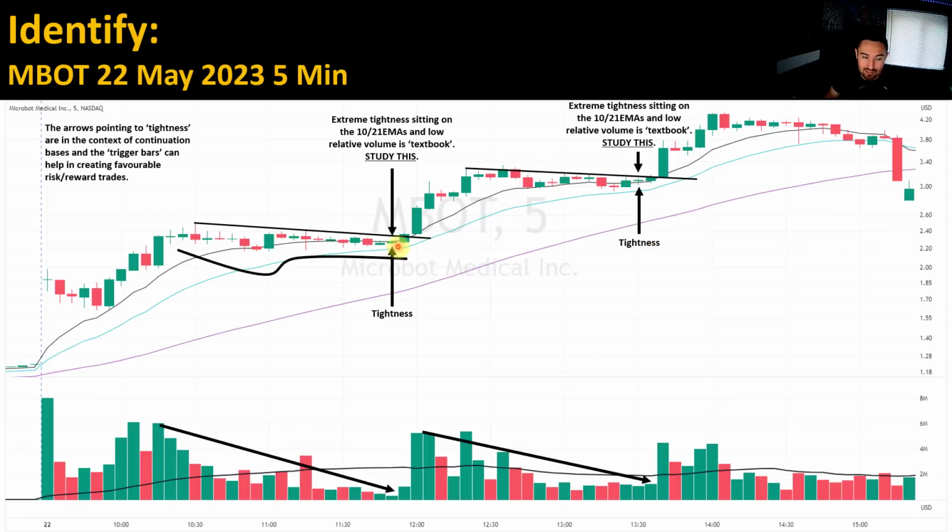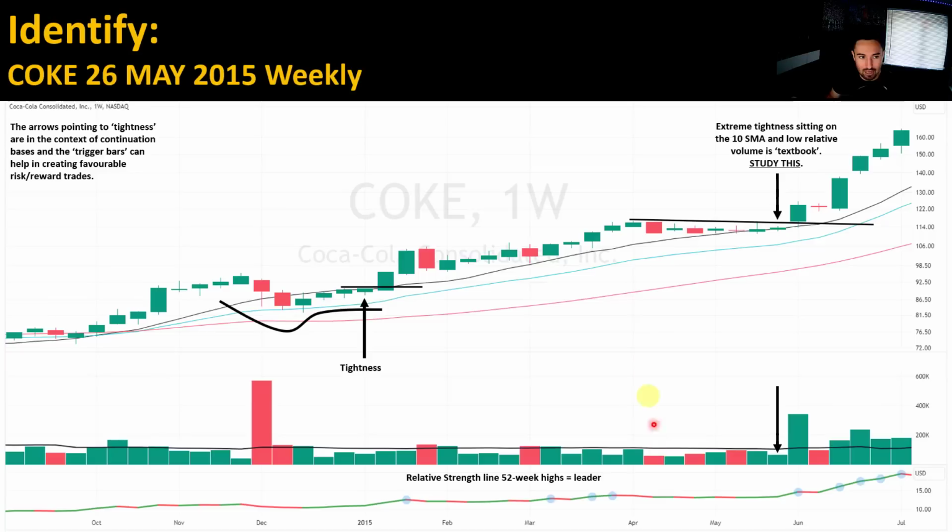MBOT. See the tightness here? This is that trigger bar. Look how the volume dries up. Here it does it again. Builds this flag type pattern. There's a trigger bar coming through. Look how the volume dries up.